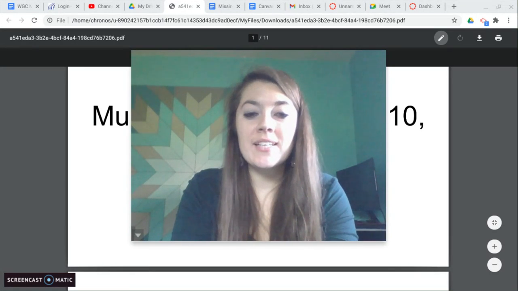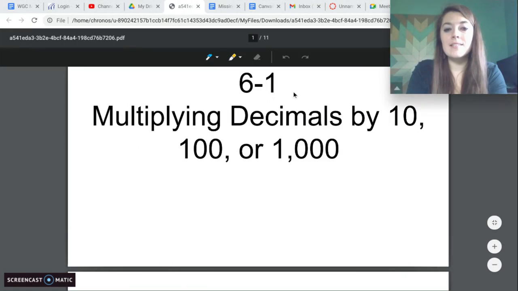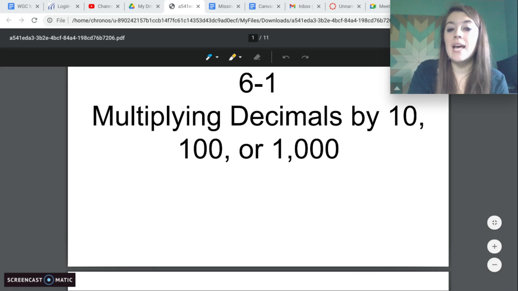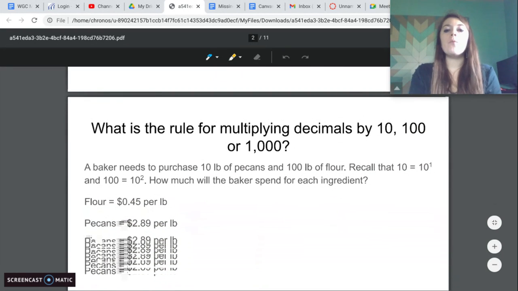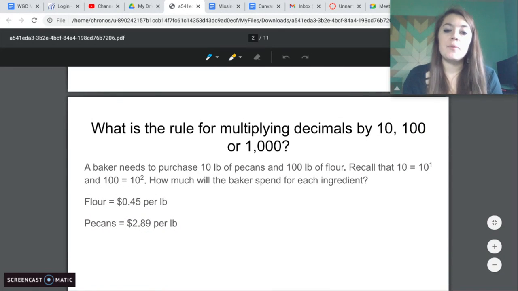Welcome back. So what we're looking at today is 6-1, multiplying decimals by 10, 100, or 1000. This is going to be a bit of mental math for you. So what is the rule for multiplying decimals by 10, 100, or 1000?